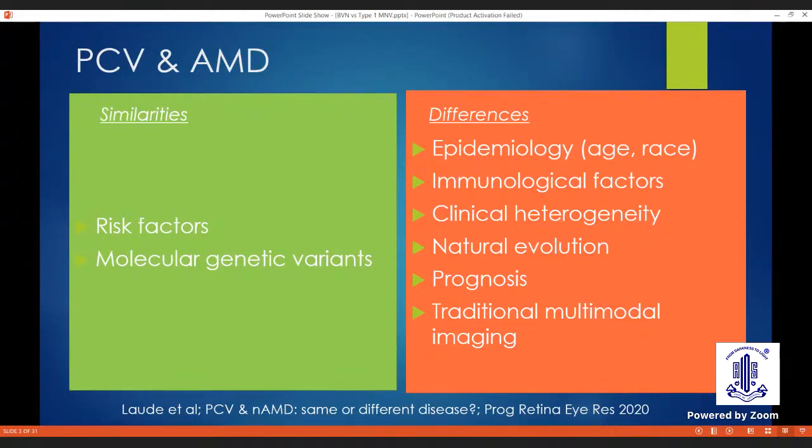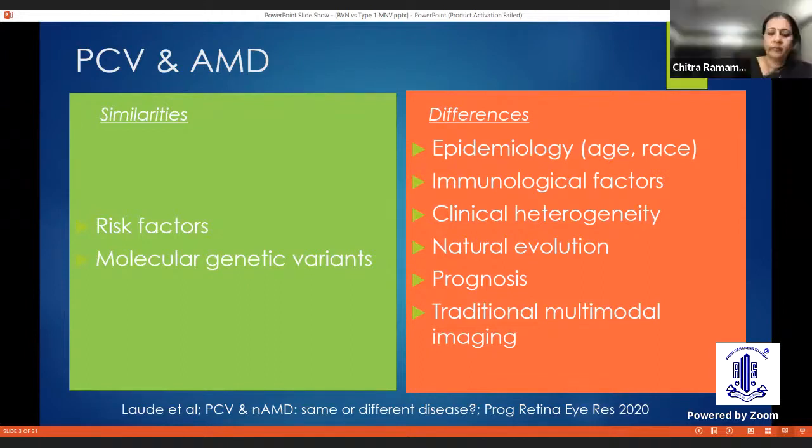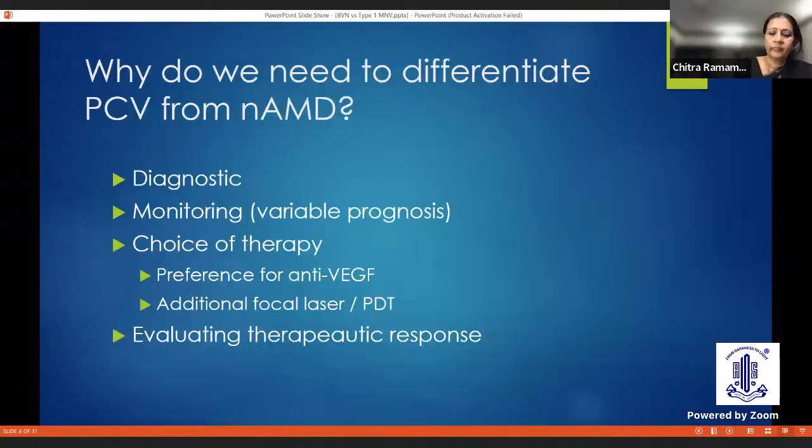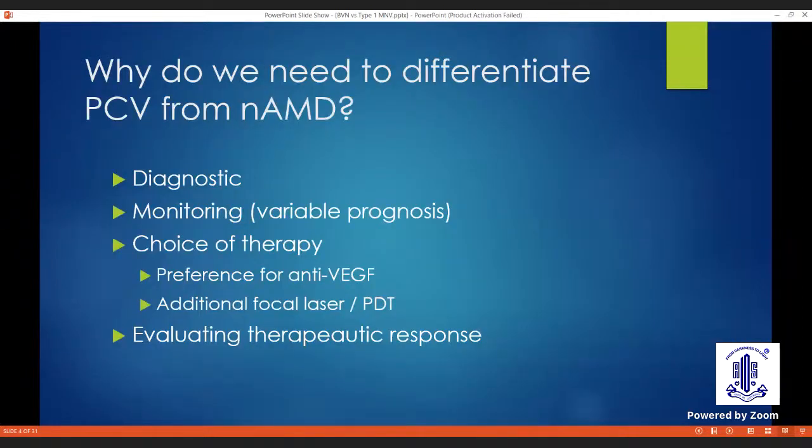Primarily, the natural evolution of the disease, the clinical heterogeneity, and the long-term prognosis of PCV significantly differ from typical AMD. So why we need to differentiate is not just based on clinical features, but even the choice of therapy is sometimes different. We would prefer a particular anti-VEGF for PCV as compared to typical AMD. And also if and when PDT becomes available, the additional use of PDT can be disease changing in cases of PCV.